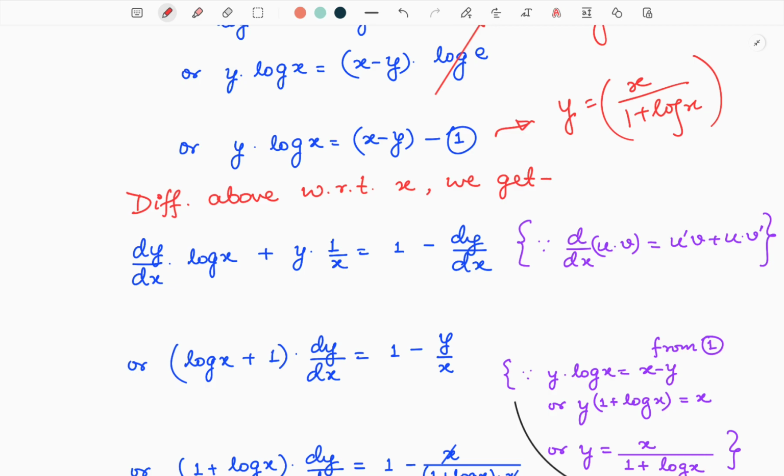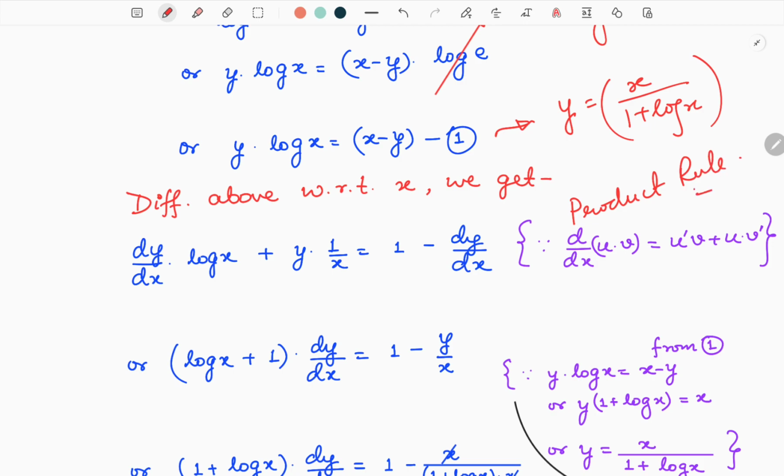Y differentiation is dy by dx. Log x we will keep constant, and then plus sign, and we'll keep y constant. Log x differentiation is 1 by x. Minus y differentiation is 1 minus dy by dx. We have applied the product rule here. You can see I have written the formula here also.